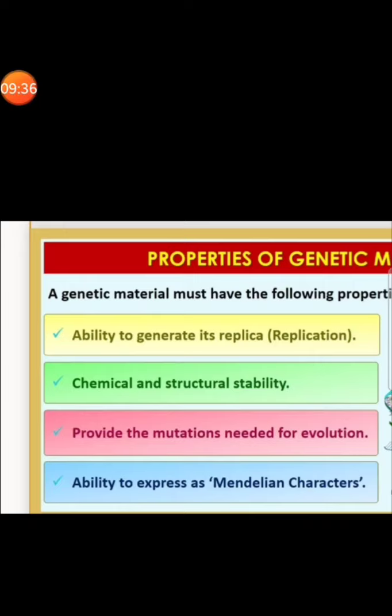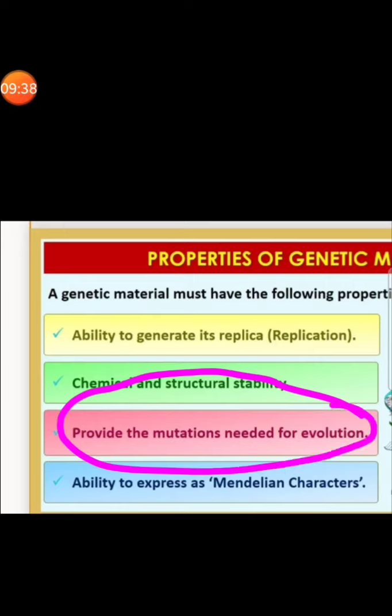So the DNA, the genetic material, should also provide the mutations which are necessary for evolution. Correct, for evolution and for new species to arise, that will help.